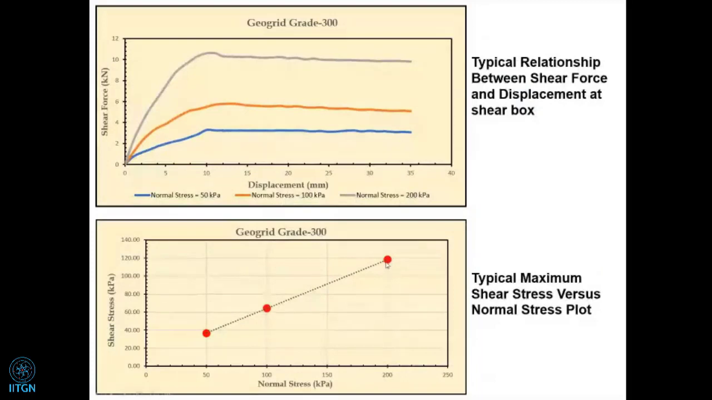These are the graphs which we obtain during the test, between shear force and displacement at the horizontal. And this is the peak load, the failure load, which we have to note down. Then it reduces and becomes constant at larger displacement. Then another graph is obtained between shear stress versus normal stress to obtain the phi value and delta value for the geogrid.